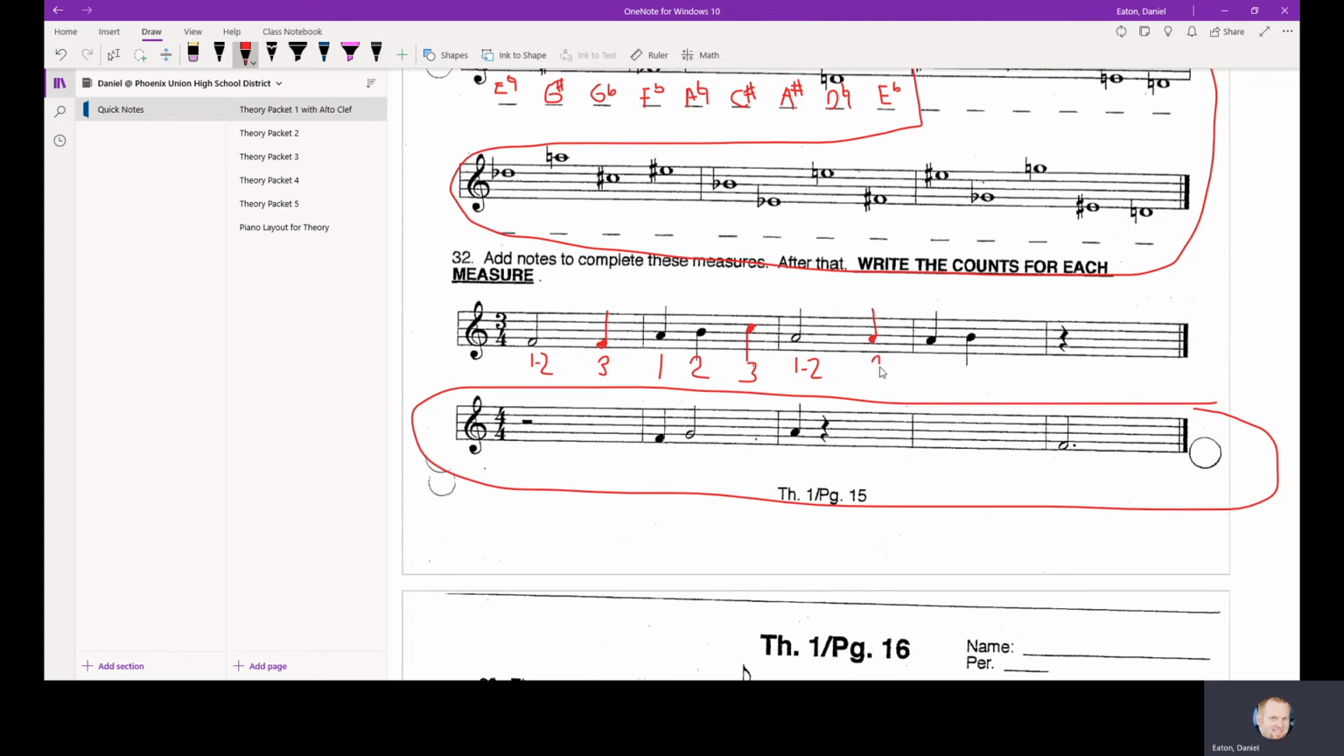I'm going to draw another quarter note. There's my 3rd beat. 1, 2. Draw another quarter note there.